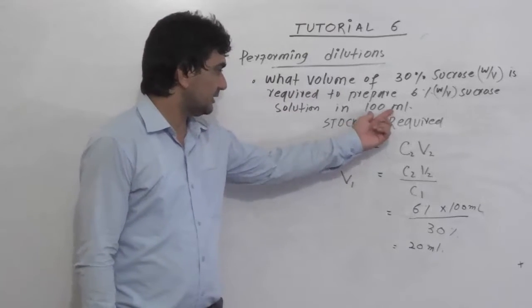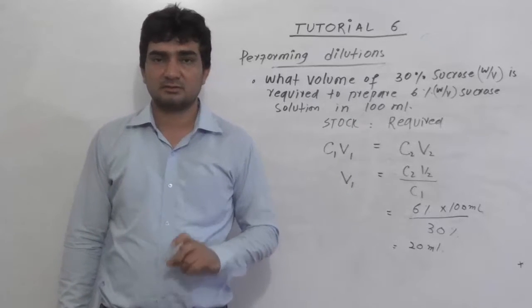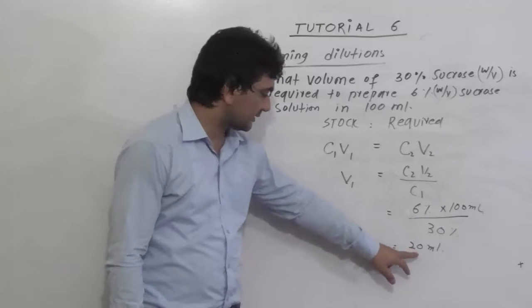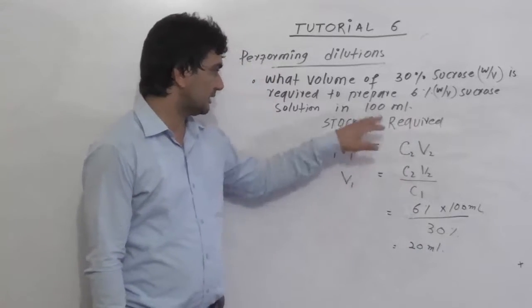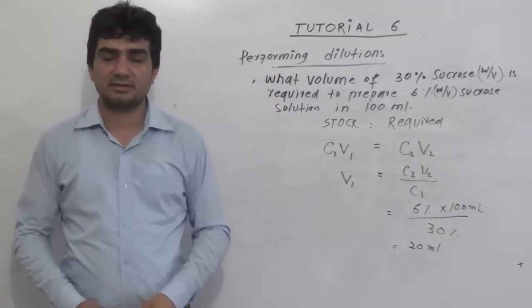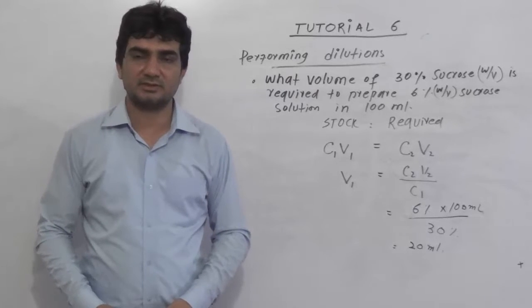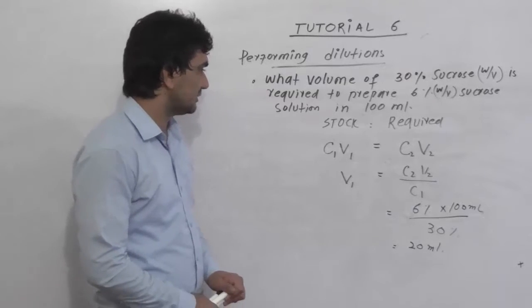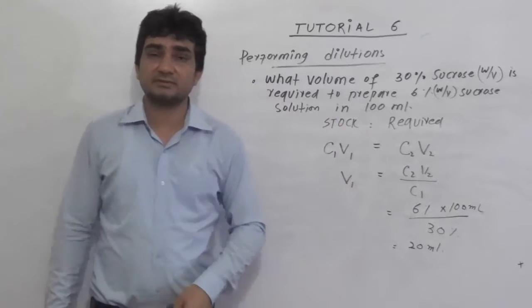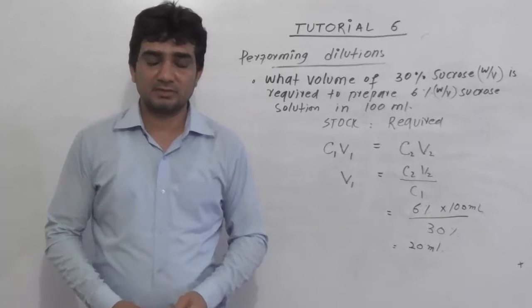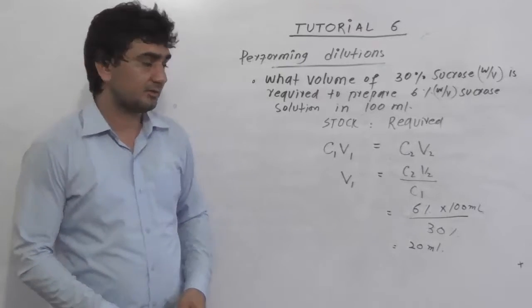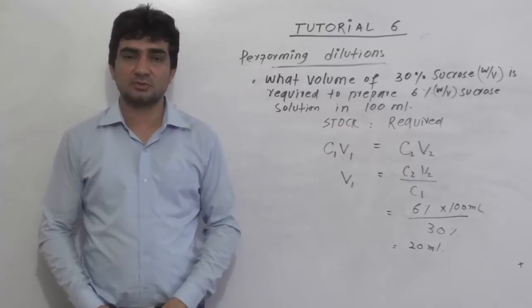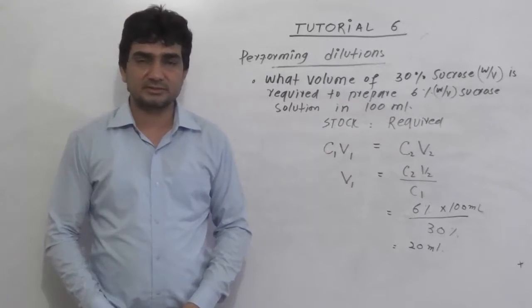So because we need 100 ml, a measuring flask of 100 ml will be taken, and we will transfer 20 ml of this stock solution into that measuring flask, and the rest of the flask will be filled with distilled water to prepare 100 ml of this solution. So these were the three examples here. I hope you will understand this, and you can also do some practice problems related to dilution concentrations.